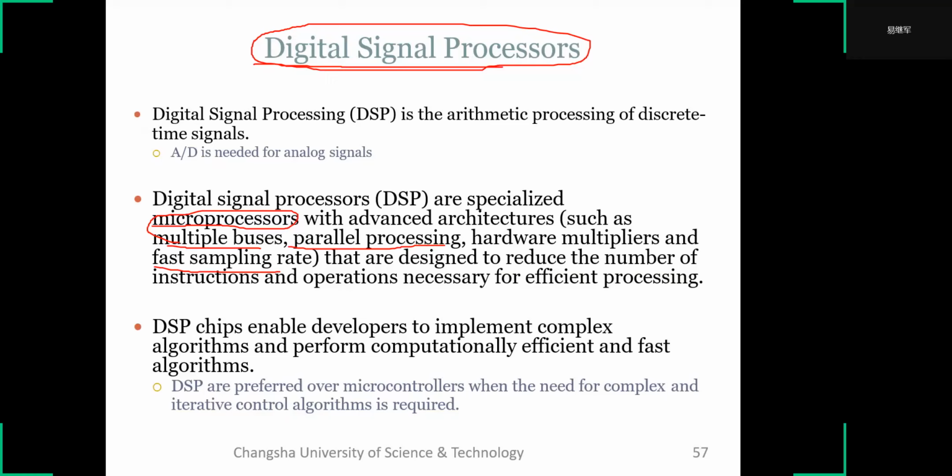DSP has a higher efficiency than the microcontroller. DSP chips enable developers to implement complex algorithms and perform computationally efficient and faster algorithms.